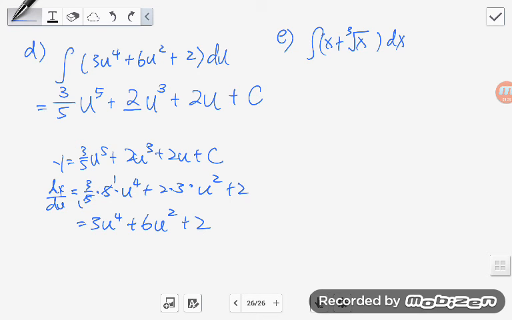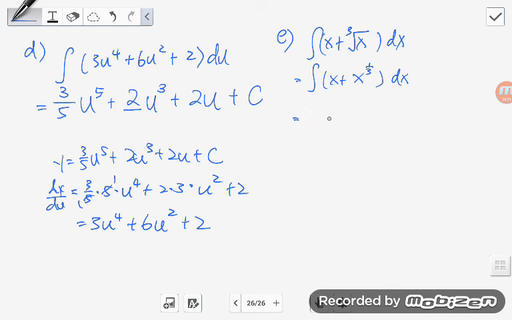Now let's take care of the last one. For the last one, I'm going to change the way it looks a little bit. We're going to find the indefinite integral of x plus the cube root of x, the whole thing with respect to x. The cube root of x can be written as x to the power of 1 over 3.